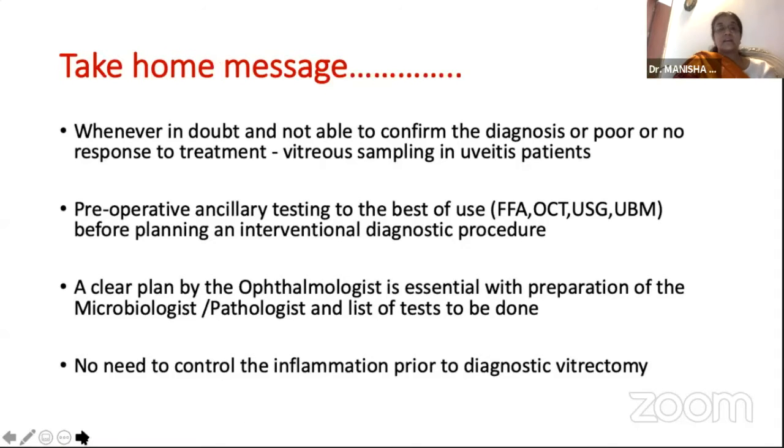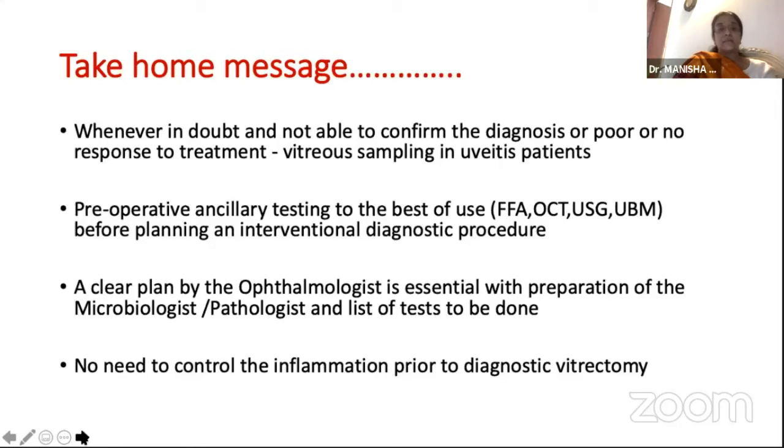So I would just conclude by saying that whenever in doubt and not able to confirm the diagnosis, or you have a very poor response or no response to the treatment, then a vitreous sample is a good idea in uveitis patients. Preoperative ancillary testing to the best of your ability, such as all the investigations available like angiography, OCT, ultrasound, and UBM, should all be done before planning an interventional diagnostic procedure.